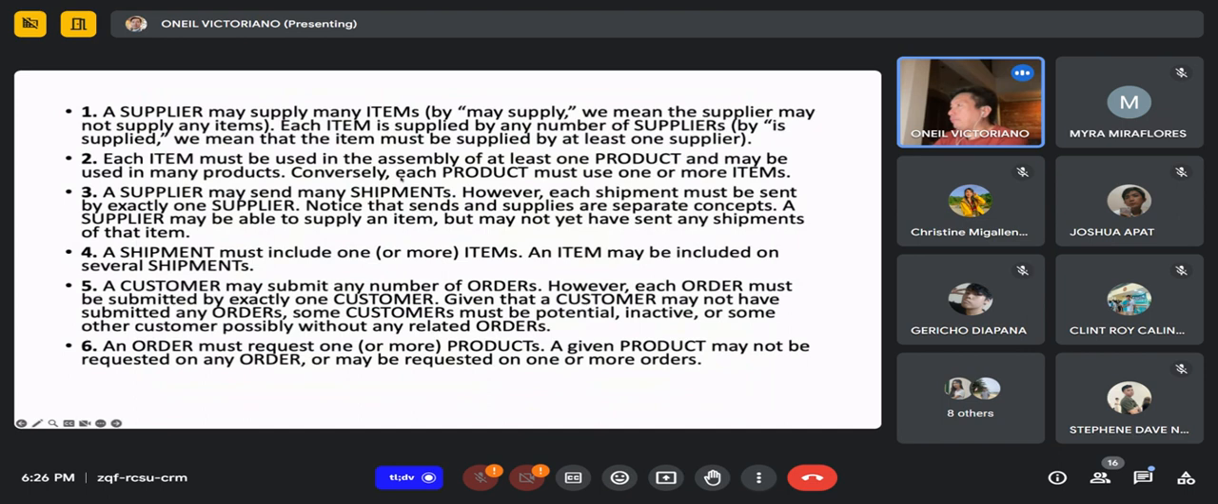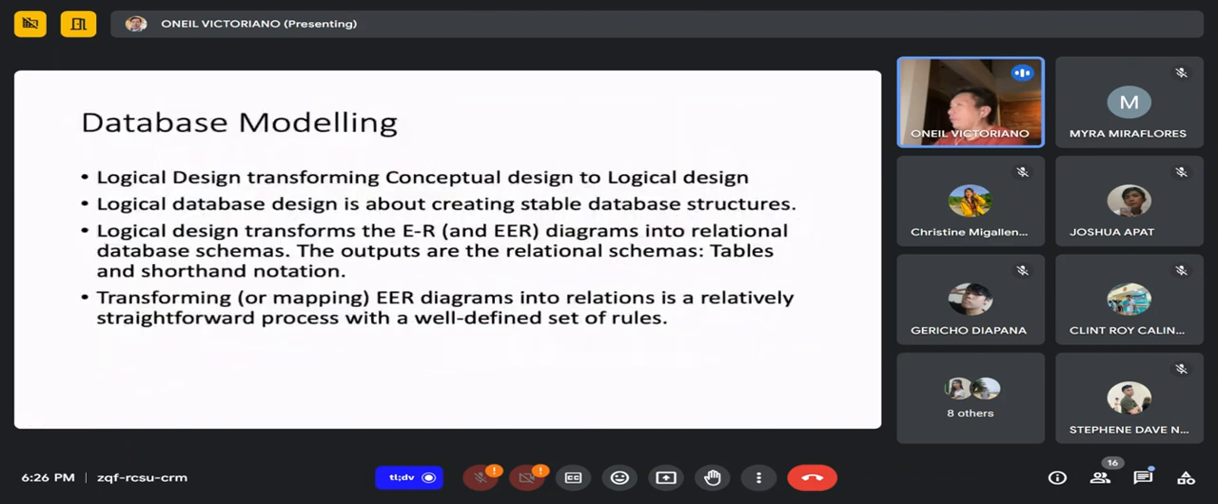So this is the example. This is the discussion. You might look into that once you review.